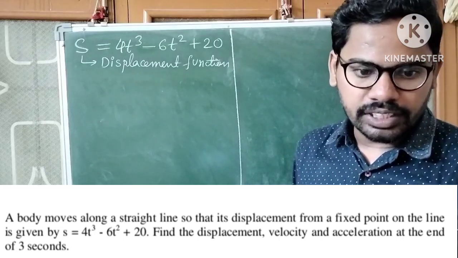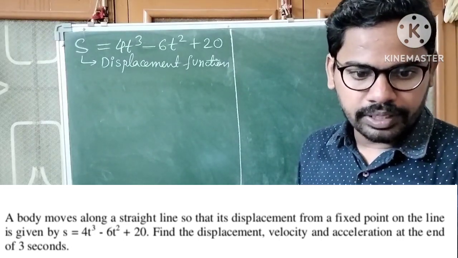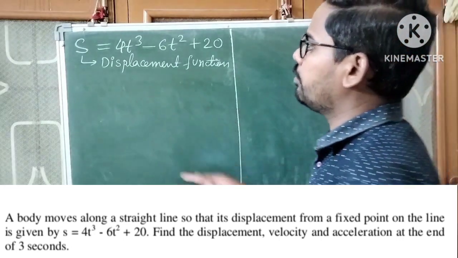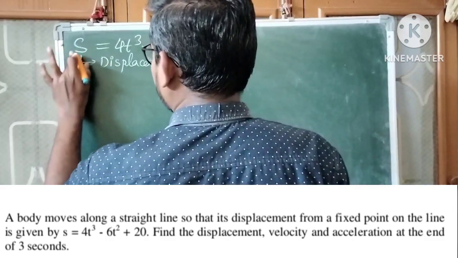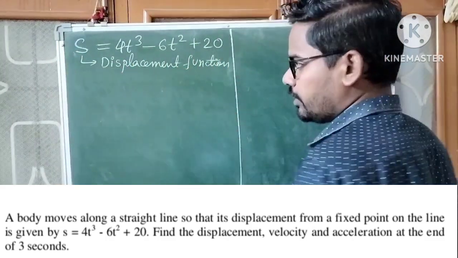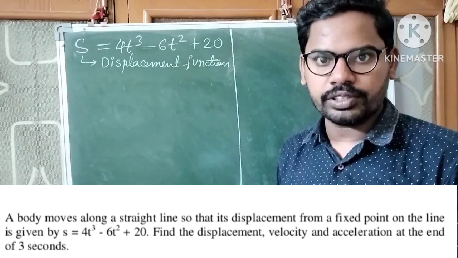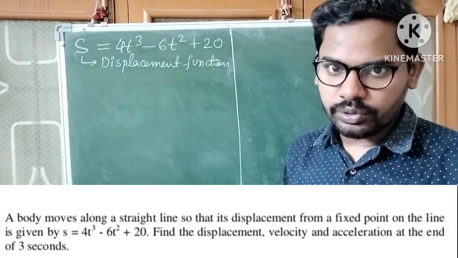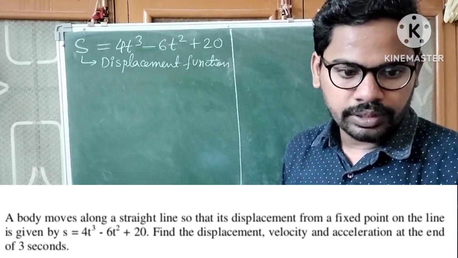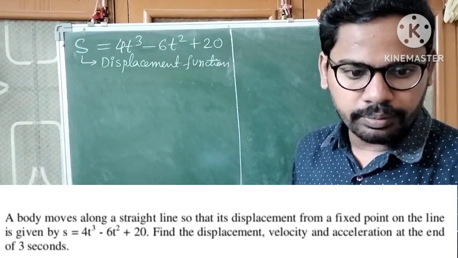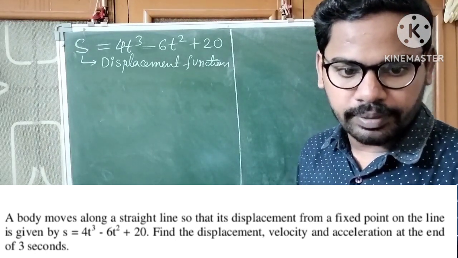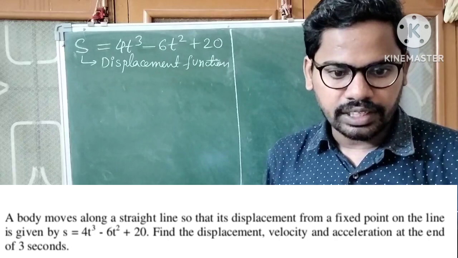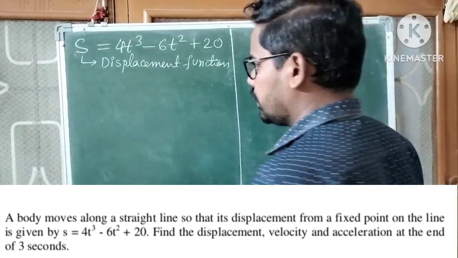We didn't mention anything about units of displacement. Let us assume here displacement is in meters. I have assumed meters, or you can take it as units, no problem. So here S = 4t³ − 6t² + 20. Find the displacement, velocity and acceleration at the end of 3 seconds.